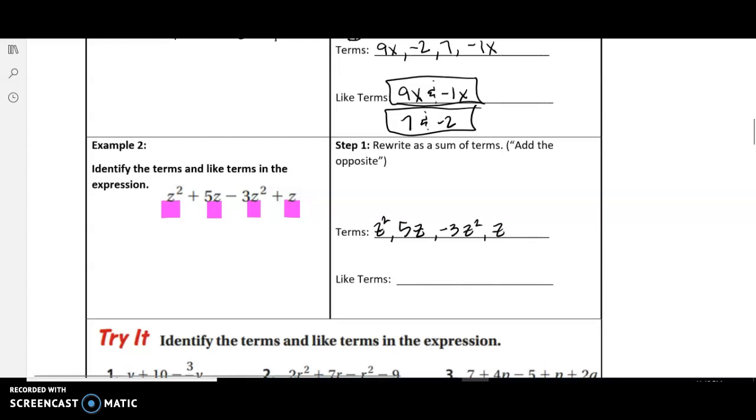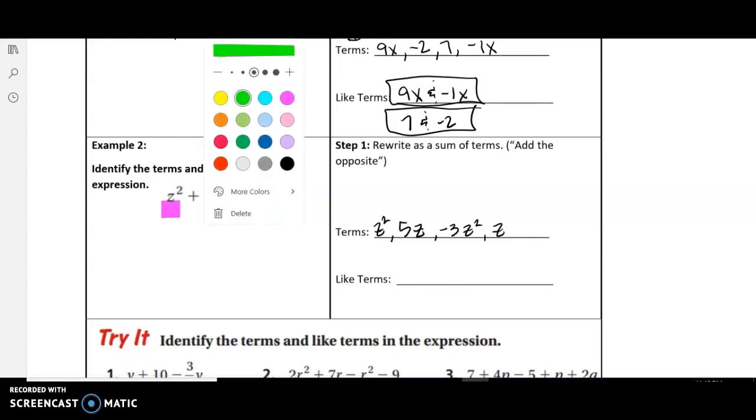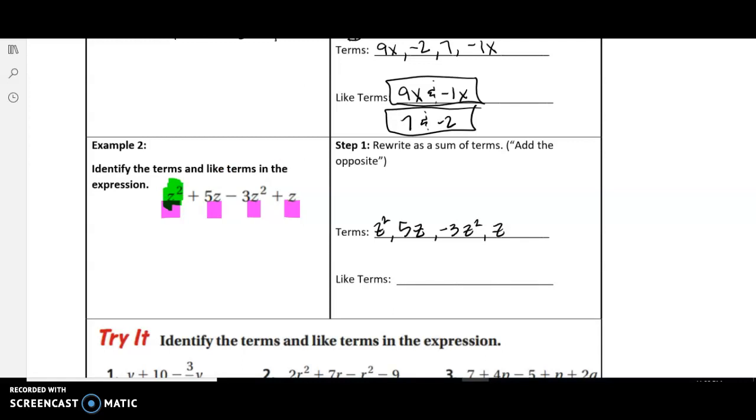My like terms are the terms that look exactly alike. So we have z squared, so anything with a z squared, those two are alike. Z squared is not the same as z. They're very, very different. So you need to make sure that that is something that you take from this lesson. So our like terms are z squared and -3z squared. That's one group.